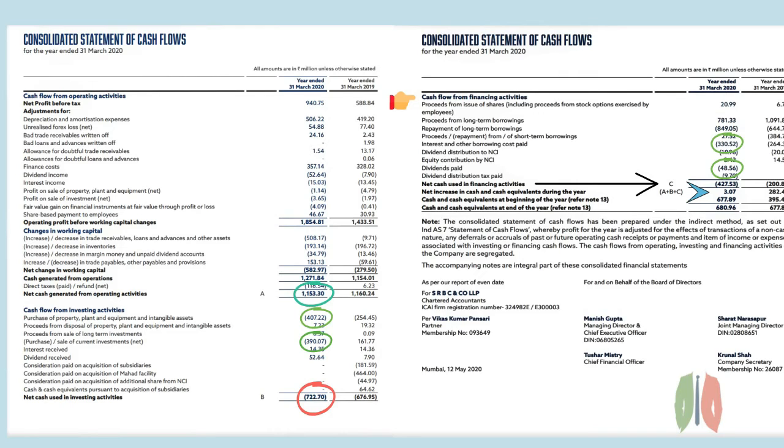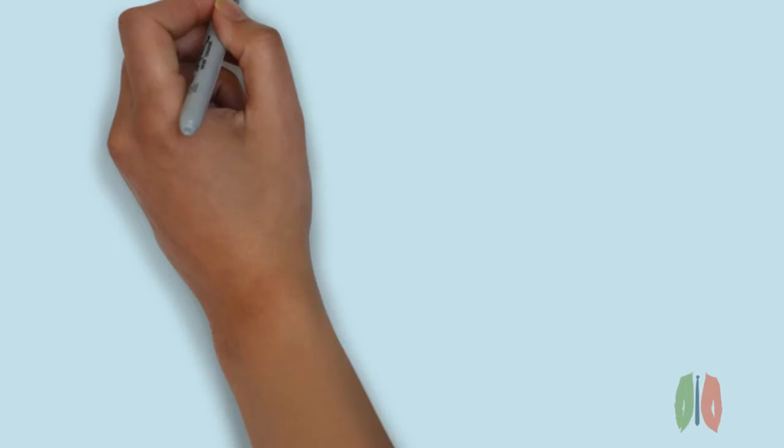So these are the things which we have to observe in the cash flow statement. The income statement and balance sheet can be manipulated, but cash flow cannot be manipulated. So that is also one of the reasons that we will be seeing the cash flow statement. So next we will see how to decode a balance sheet.